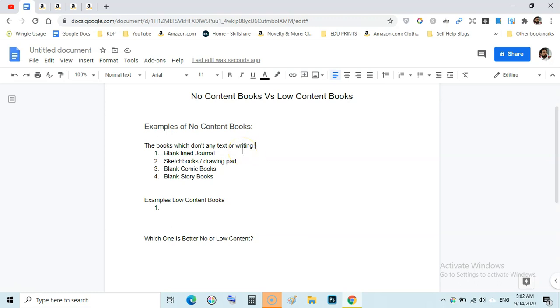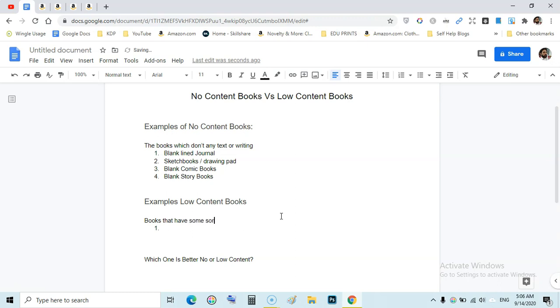So now let's check out our second category, and that is low content books. Now what are low content books? Low content books are books that have some sort of text or writing. So for example, a low content book can be any planners.